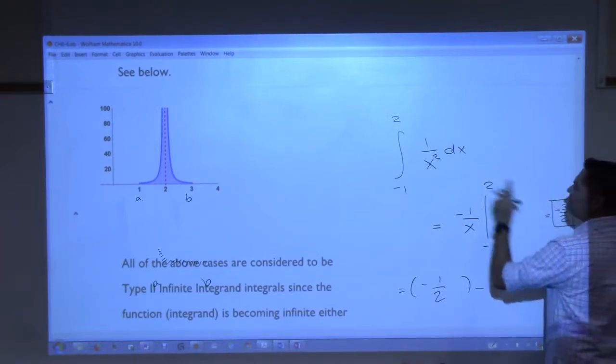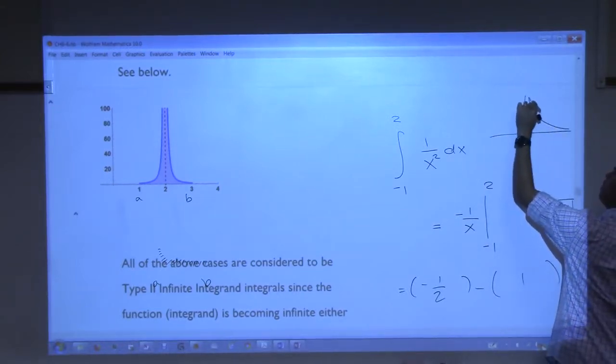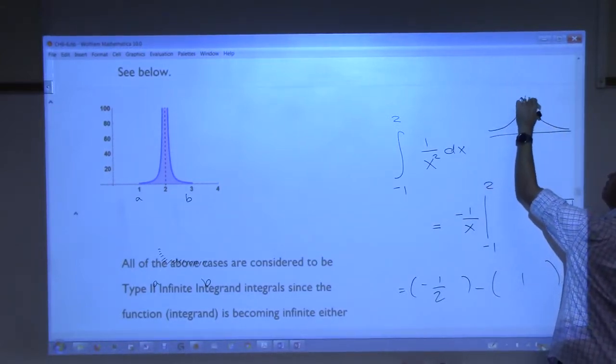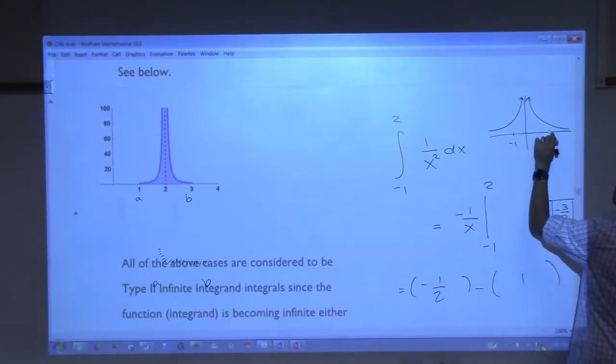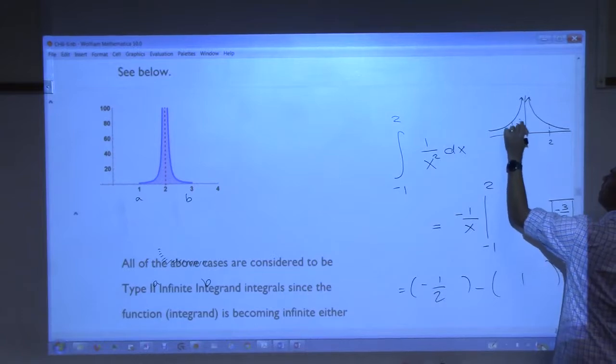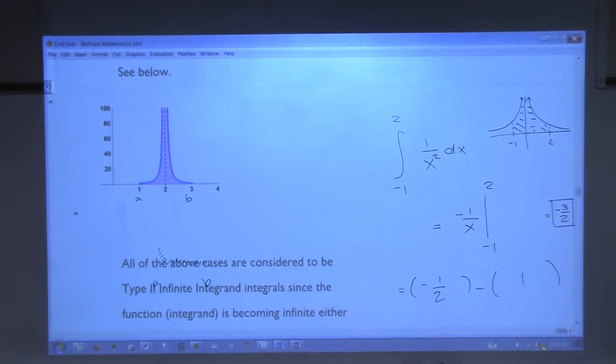Because what does this function look like? You remember what that function looks like? That's that volcano one, right? Like this. And we were integrating from -1 to 2. So we were trying to find this area here and all that, right? There's no way the area is -3/2, right?